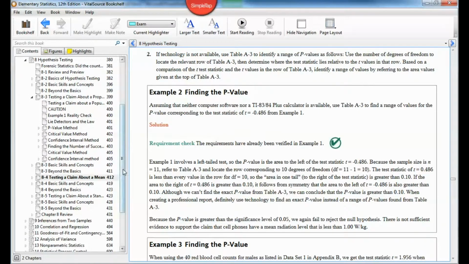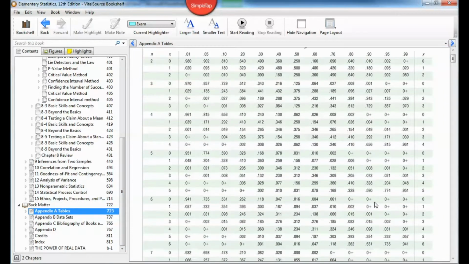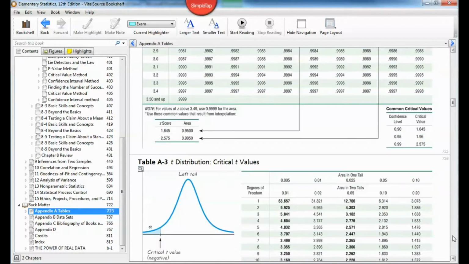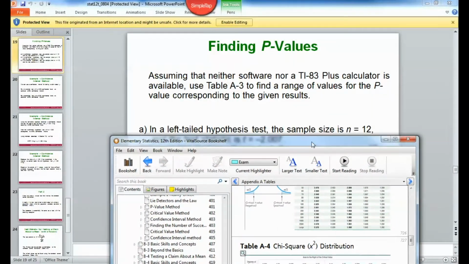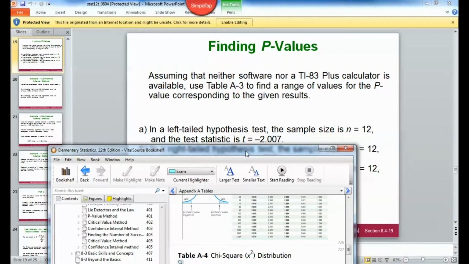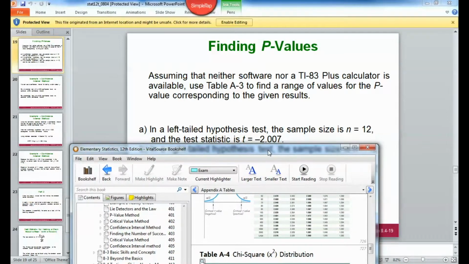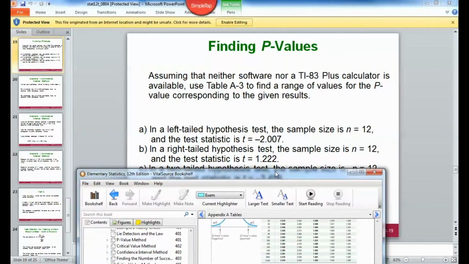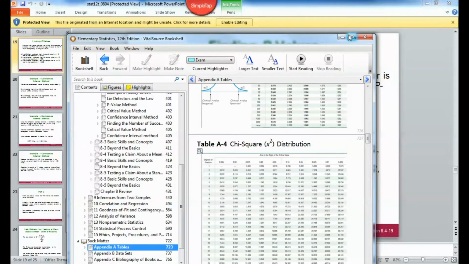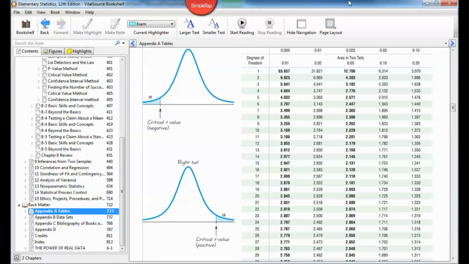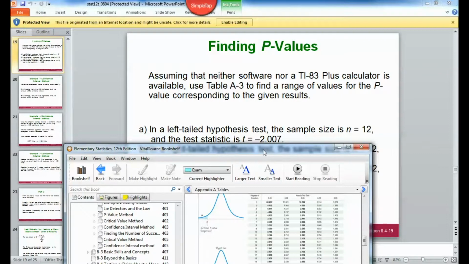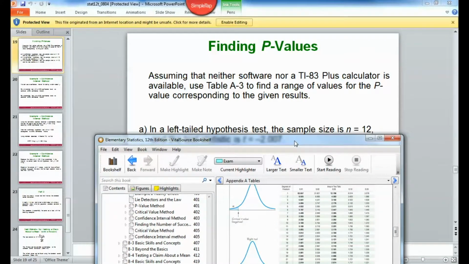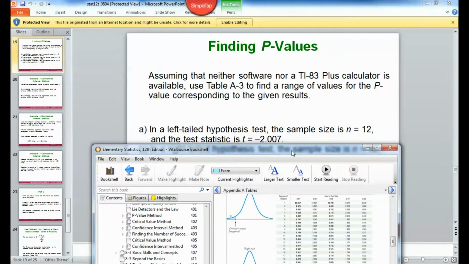So let's go to the table real quick. So here's the table. We want to look at, depending on the information we have, n equals 12, that means our degrees of freedom is equal to 11. And since this is left-tailed, our test statistic is always negative, but we want to use the positive. Because if you look here, all these critical values are positive. So whenever you're using the test statistic to estimate the p-value from the table, you have to use the positive. Okay. The degrees of freedom is going to be 11, right? 12 minus 1. And then 2.007.